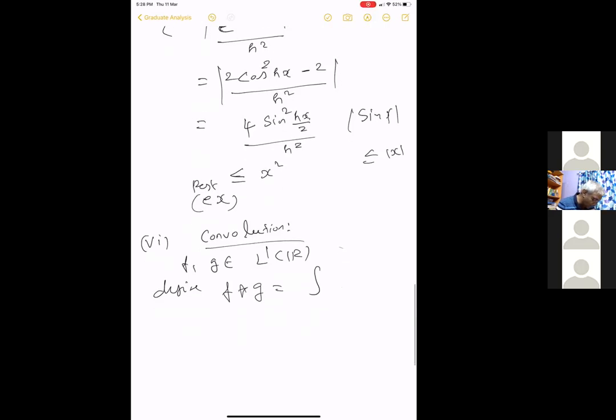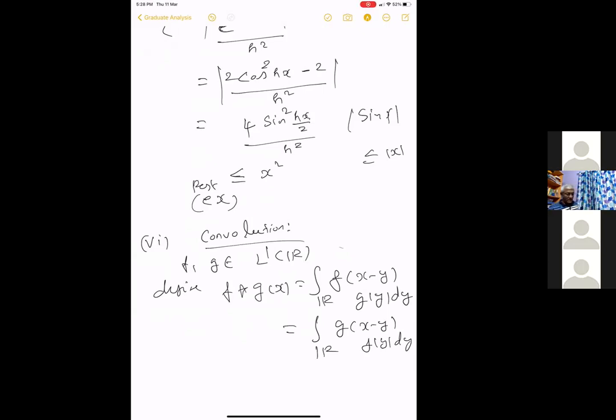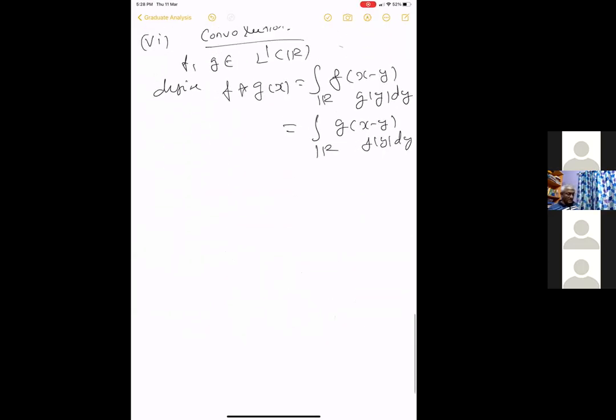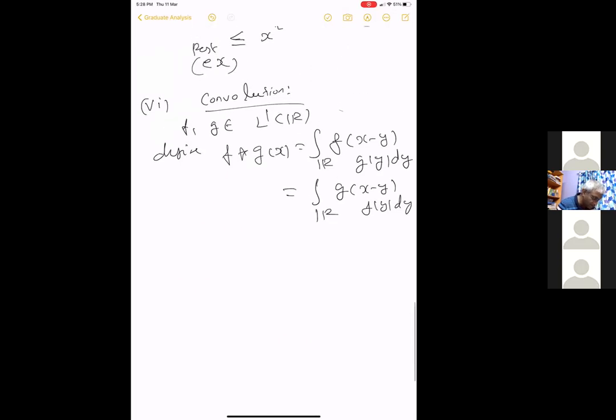f convolved with g at x is equal to the integral of f(x − y) g(y) dy, which is also equal to, by change of variable, the integral of g(x − y) f(y) dy. So this is what is called convolution. We want to make sure this makes sense, and that f star g is also in L1. That's what we want to do. Then we want to compute the Fourier transform of this. So that is our thing.